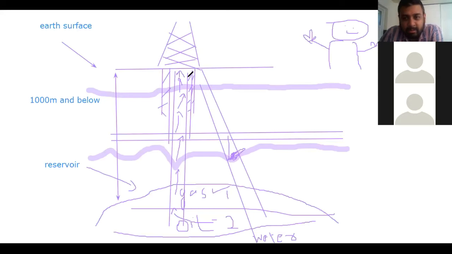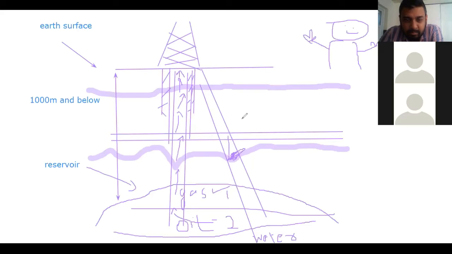You got an idea? There is a reservoir. There is earth surface. The reservoirs are deep. We have to drill them. Drilling is 1,000 meters. It's a bit complicated. That's why drilling engineers are needed. We wanted to have a vertical well. By the way, this is called a vertical well. So any question regarding that?